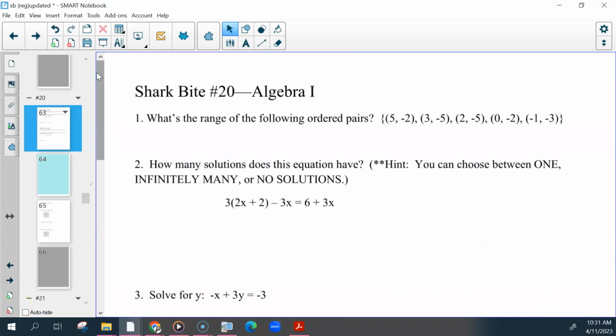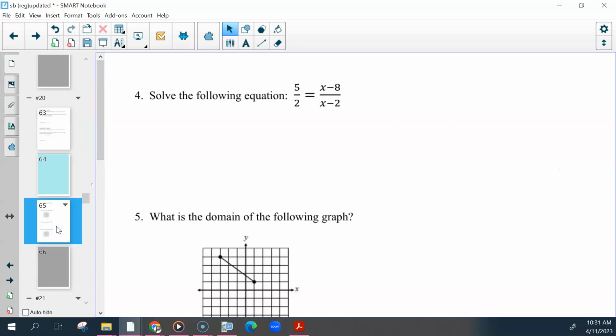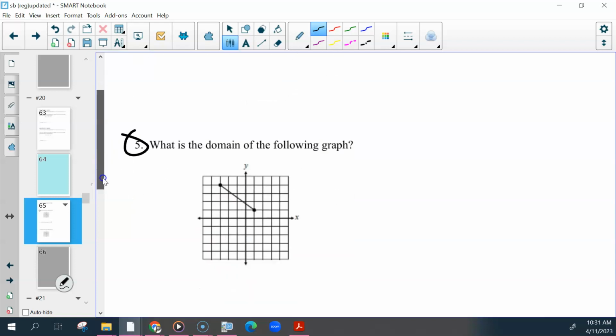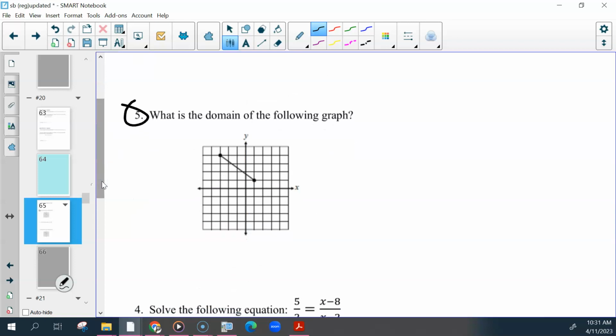On the shark bite, which numbers do we want to see, go over, have questions about? Five. Okay. Any others? Five is good because it kind of refreshes our memory of domain and range. Well, in this case, just domain from way before we went on break.